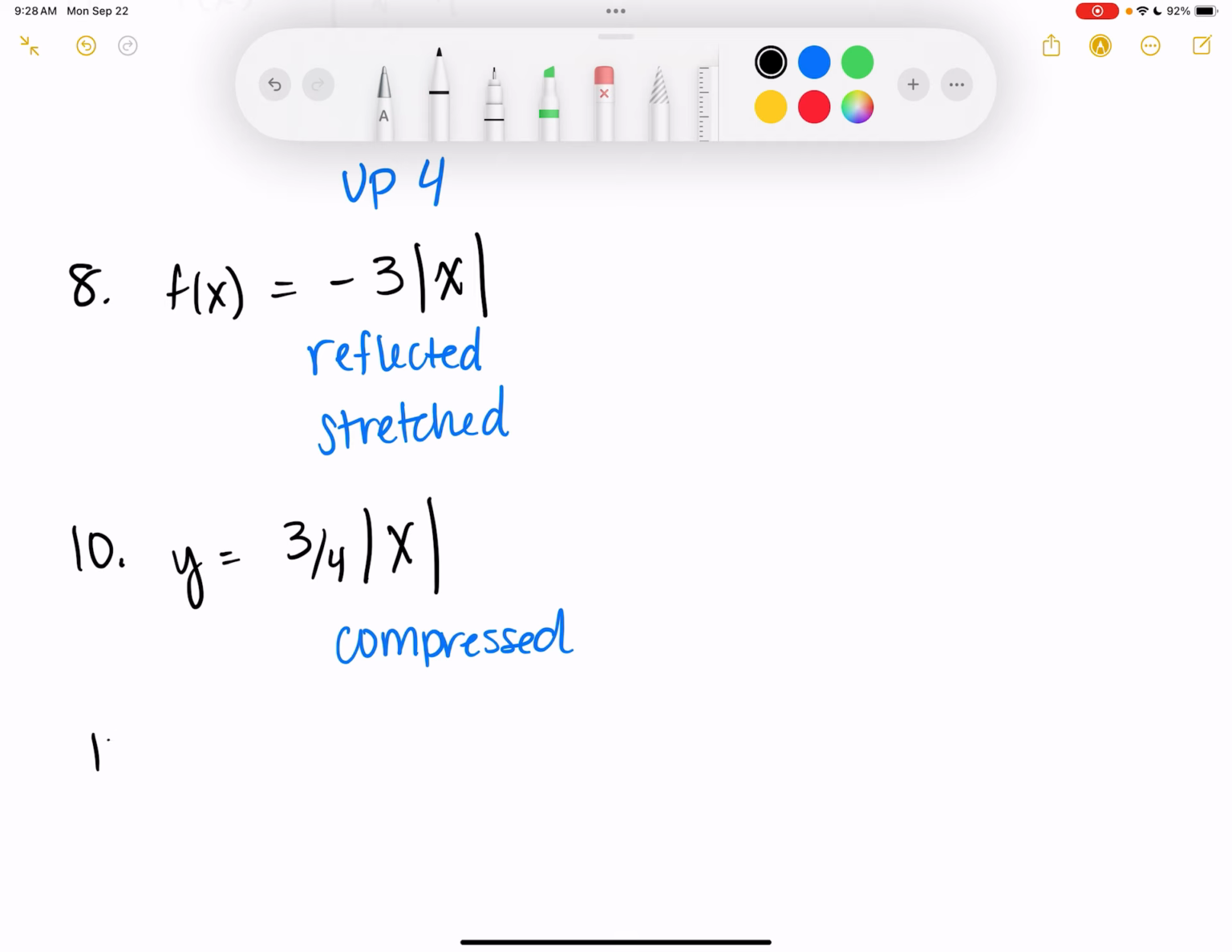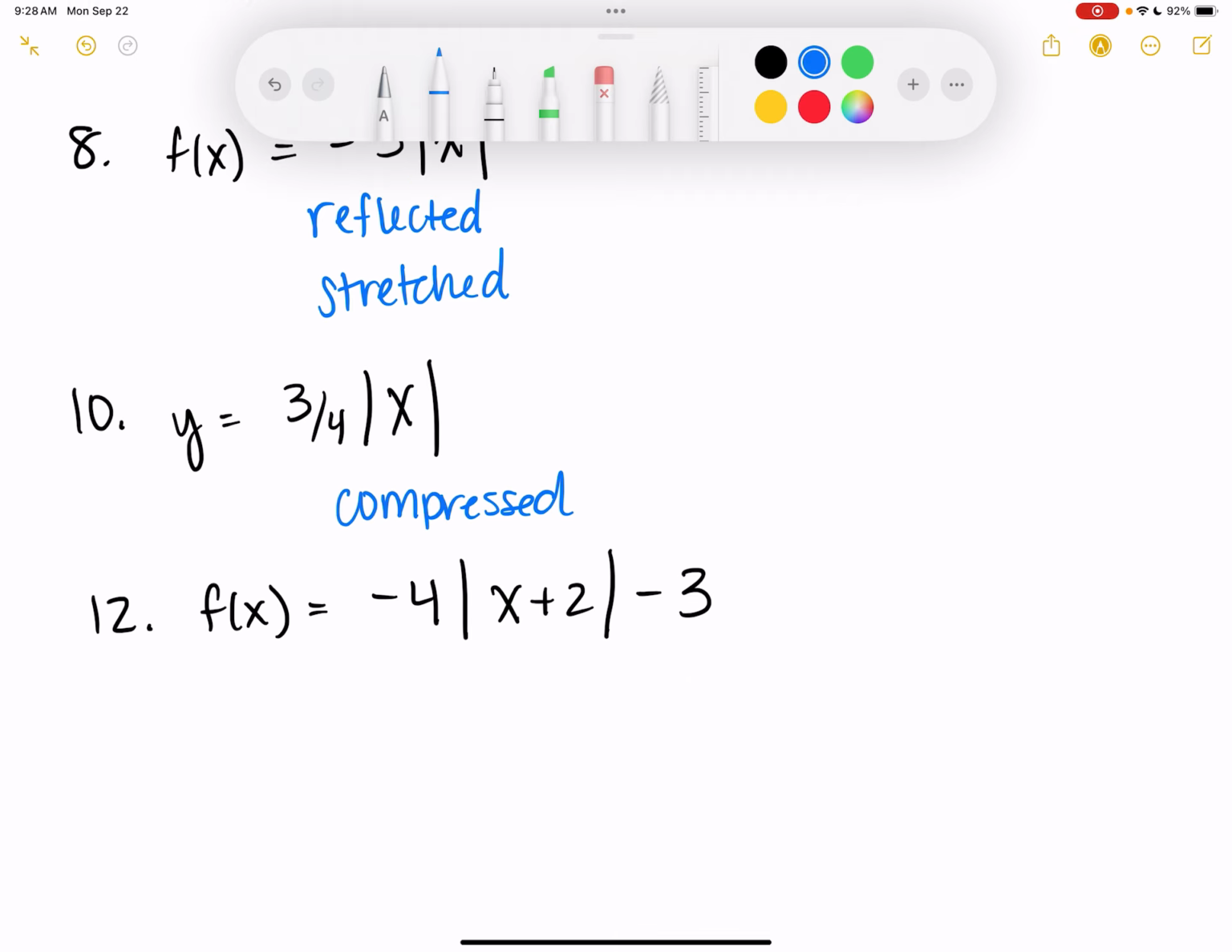Okay, 12. F of x is equal to -4 times the absolute value of x plus 2, and then minus 3. All right, so this one has a lot. Let's see if y'all can take what we've done on the ones that don't have as much and apply them here and tell me what's going on with this one. Right off the bat, what does the negative sign out front tell me? Reflected.